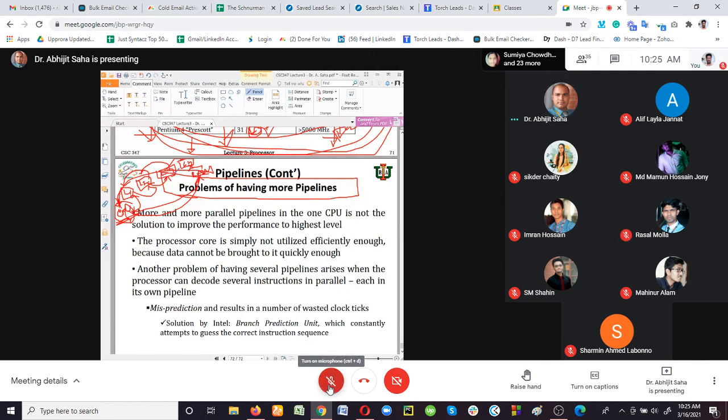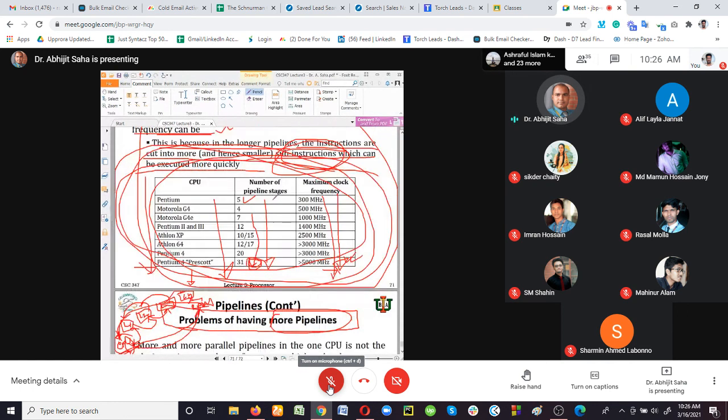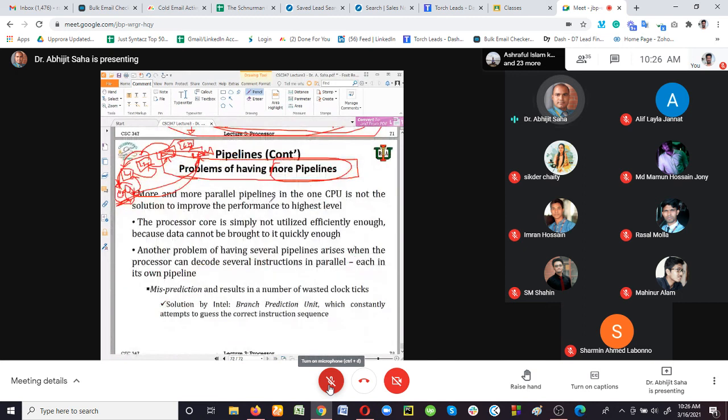I'm sorry. So look here, the problems of having more pipelines. This is the same concept. We say that newer processors are going to have many more stages in the pipeline. So is it actually going to be an effective one? How many pipelines are going to be there? How are you going to handle them? If more pipelines are going to be there, then what is going to happen? That is the discussion point. We say more and more parallel pipelines in one CPU is not the solution to improve performance at the highest level.